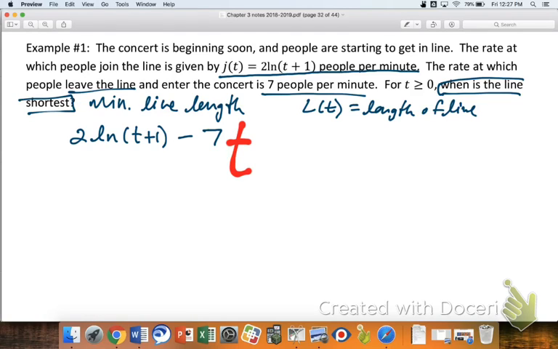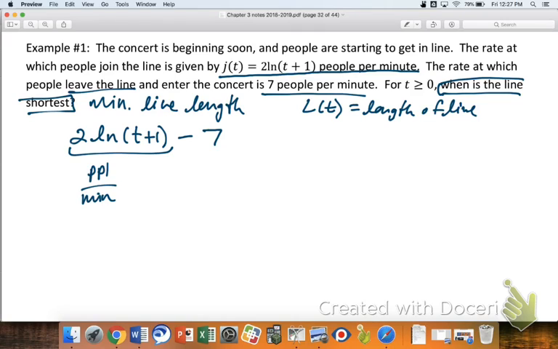I think it has to do with concepts and units. You guys are well versed in this at this point in the class. We don't just do stuff because we always do stuff. There's a reason for doing what we're doing. Let's talk about the reasoning for this. What are the units for 2 ln of t plus 1? Come on, what are the units? It's going to answer your question. Those of you that really wanted to put a t there, what are they? People per minute.